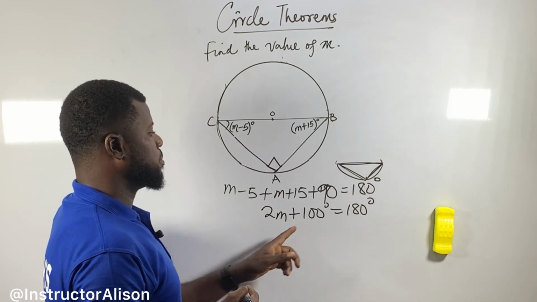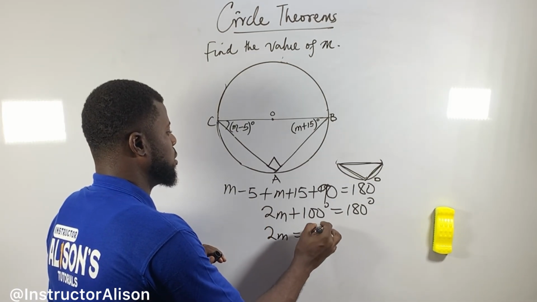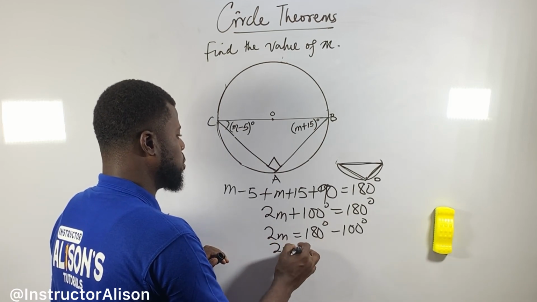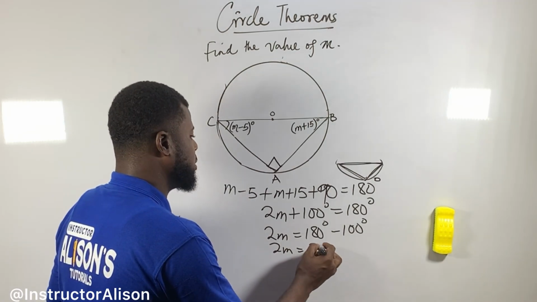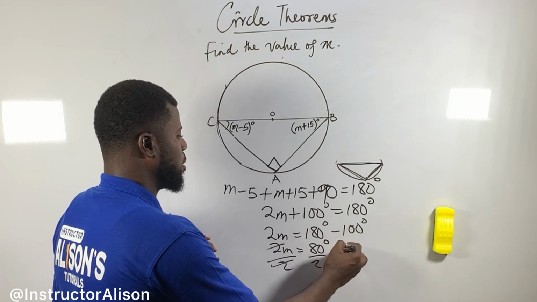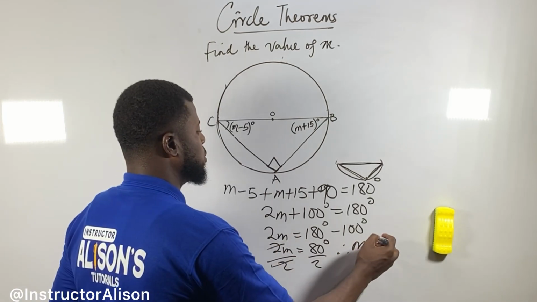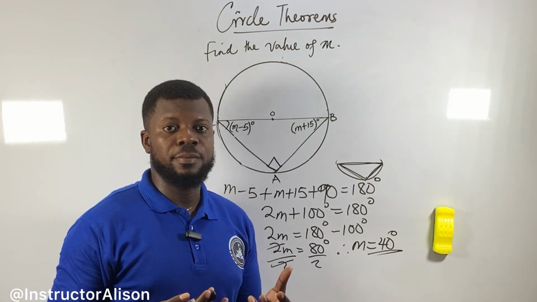Now, if you subtract 100 from both sides of the equation, you get 2m equal to 180 degrees minus 100 degrees. So 2m will be equal to 80 degrees. Now if you divide both sides by 2, you will see that m will be equal to 80 degrees divided by 2, which gives you 40 degrees. So 40 degrees is the value of m.